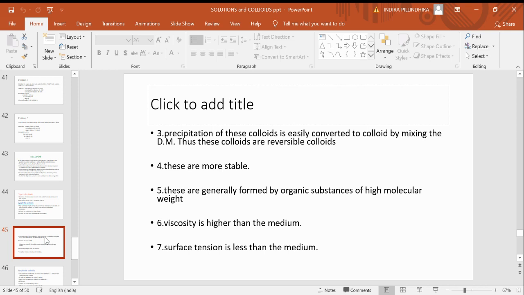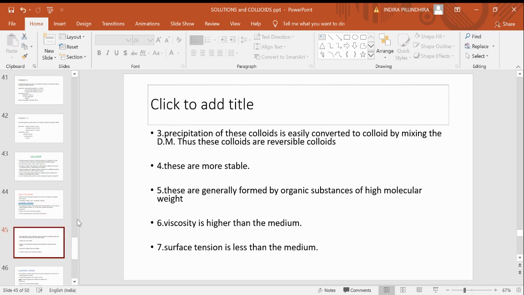Third property: the precipitation of these colloids is easily converted to the colloid by mixing the DM. Thus, these colloids are reversible colloids. For example, if you take gum and leave it for some time without closing the lid, what happens? It will become dry, solid-like. But when water is added to it, again it will come back to its original texture.